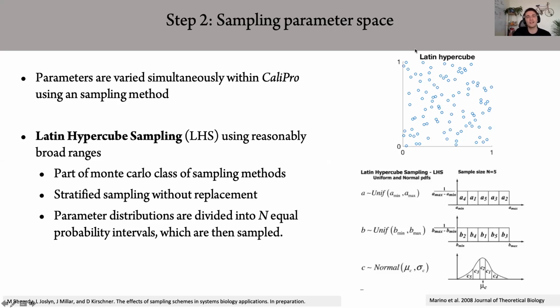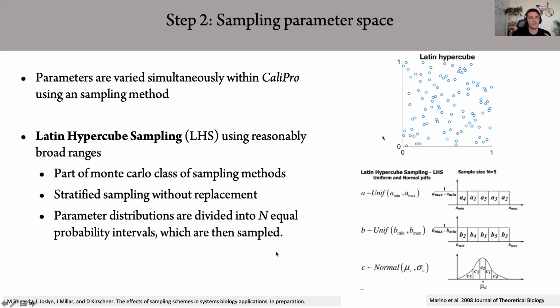Along the top here, I'm showing parameter 1 along the x-axis and parameter 2 along the y-axis. We can see that if you thoroughly sample that parameter space using Latin hypercube sampling, you pretty much sample the entire parameter space within that 2-dimensional representation.